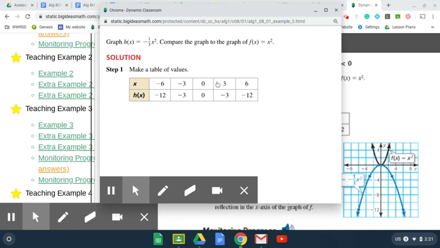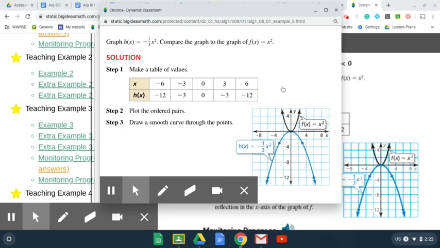We're going to plug these x values into the equation. We're going to find out what they equal, and we're going to fill in the h of x values or the y values in the table. If I plug in -6, squared is positive 36 times -1/3 is -12. -3 squared is 9. 9 times -1/3 is -3. 0 squared is 0 times -1/3 is 0. 3 squared is 9. 9 times -1/3 is -3. And then 6 squared is 36 times -1/3 is -12.